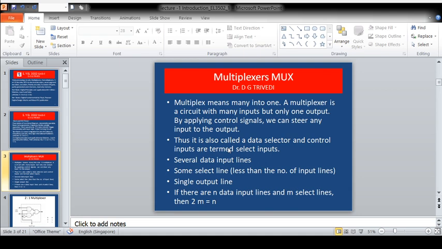That is either going to be a 0, 0 combination, or a 0, 1 combination, a 1, 0 combination, or a 1, 1 combination. So this kind of system is known as a multiplexer.